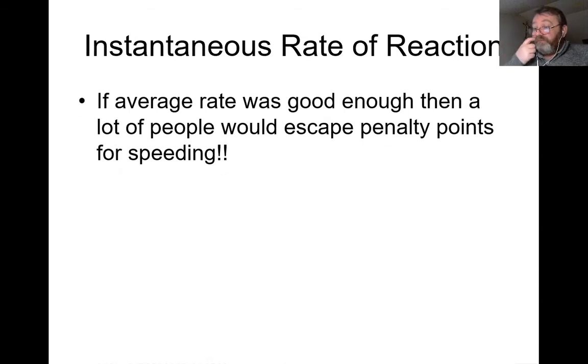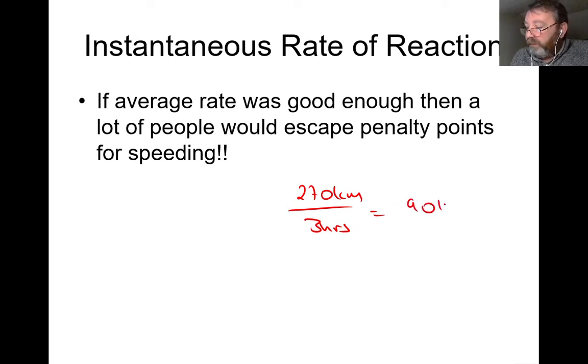So just as I said already, if average rate was good enough, then a lot of people would escape penalty points for speeding. So in other words, as long as you did Dublin to Galway, which is 270 kilometres, in 3 hours, you're fine. Because your average speed there would be 90 kilometres per hour. Not breaking any speed limits. However, don't forget that there's traffic lights. Don't forget that there's motorways. Don't forget that there's 120 km per hour speed limit on those as well.